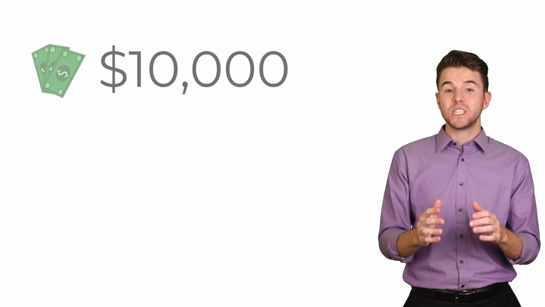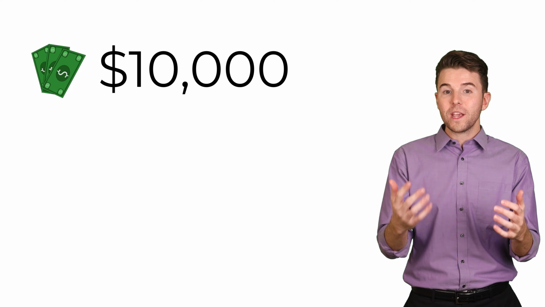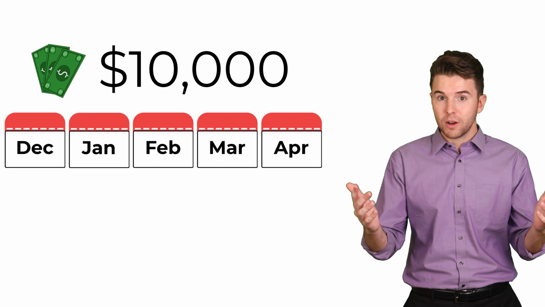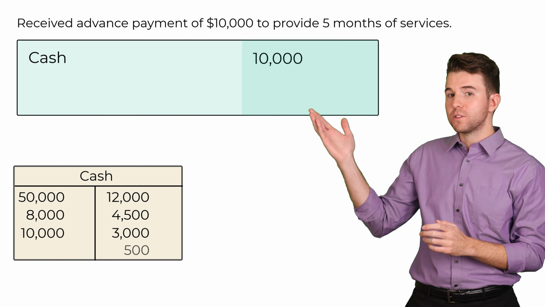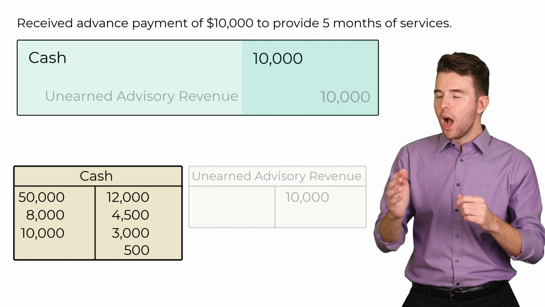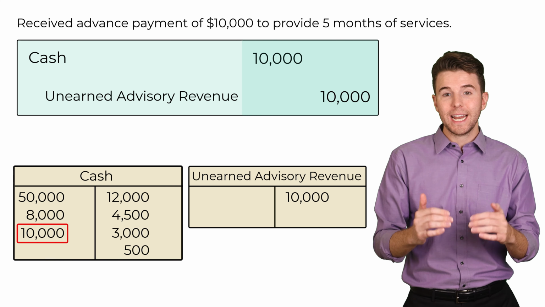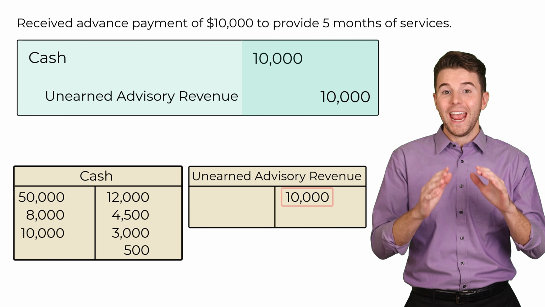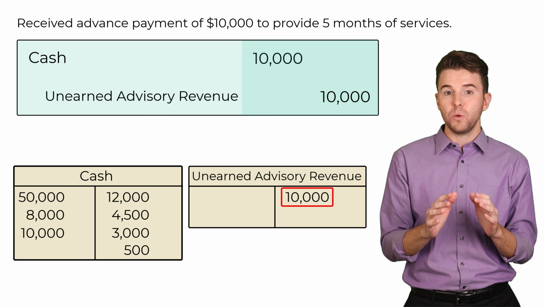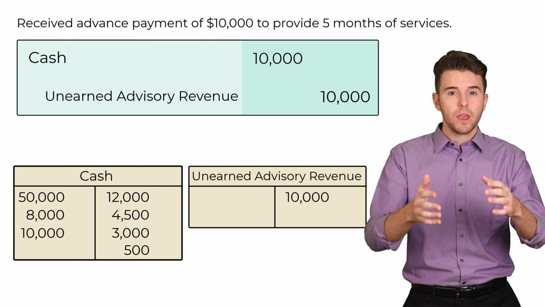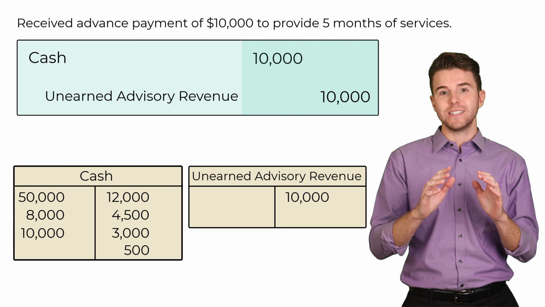After that, the company receives $10,000 cash in advance from a customer. In return, we agree to provide advisory services to the customer over the next few months. To record this entry, we debit cash for $10,000 and credit unearned advisory revenue for $10,000. We debit cash to recognize the increase in that asset, and we credit and increase unearned advisory revenue to recognize the liability we have to provide those services. We do not get to recognize any revenue until we actually provide those services.